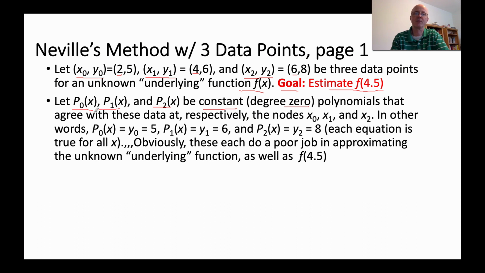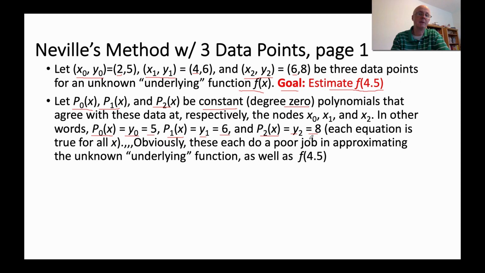So the subscript refers to the node that it agrees with the data at. That's very important to keep track of. So P0 of x is the constant function y0, which is 5. P1 of x is the constant function y1, which is 6, and P2 of x is the constant function y2, which is 8. Okay, and the graphs of these are going to be horizontal lines.